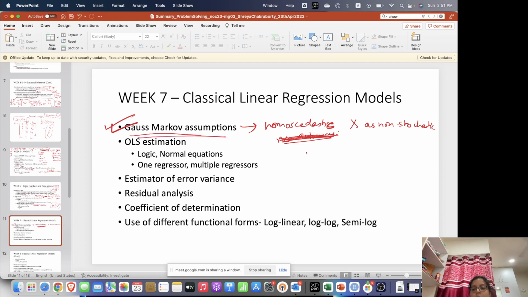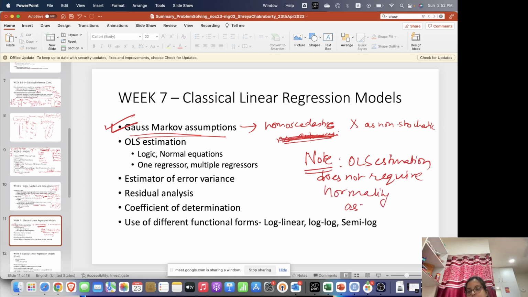One thing we should note, that OLS estimation does not require the normality assumption. This is only needed for testing. This is one point that we should be remembering.